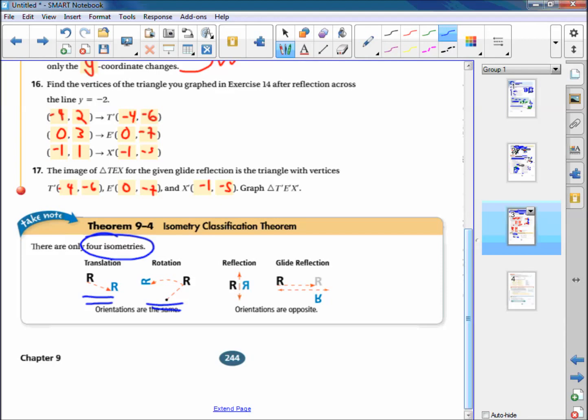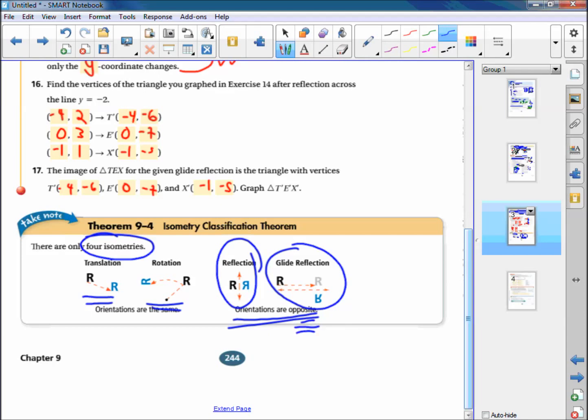And then we just have a plane reflection, just one reflection. This does not keep the orientation, so the orientations are opposite. And then we have a glide reflection. That's a translation followed by reflection. So this changes the orientation to opposite.